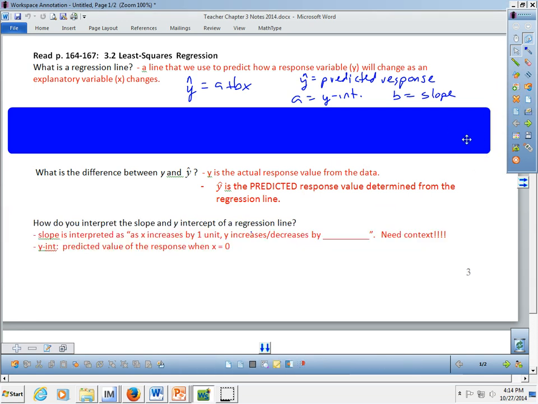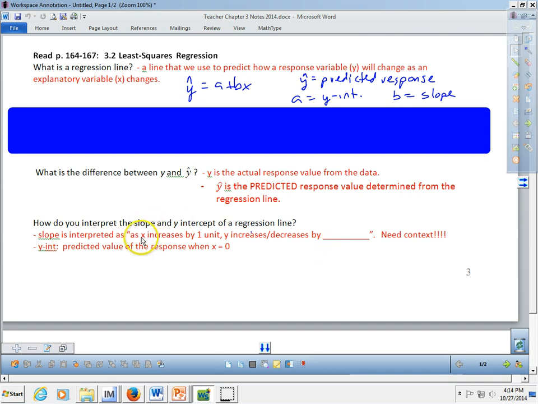Next up, how do you interpret the slope and the y-intercept? Let's keep talking about our equation here. Slope. I don't know that we talk about it very often here at Franklin Central, but slope is really the change in y over the change in x. How does y change as x changes? And we'll take this one step further, and when we interpret slope, what we do is we talk about as x increases by a unit, and we need context in all of this, but basically as x increases by 1 unit, y increases or decreases by this much, right?